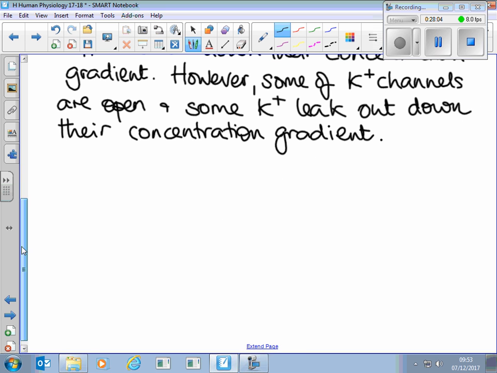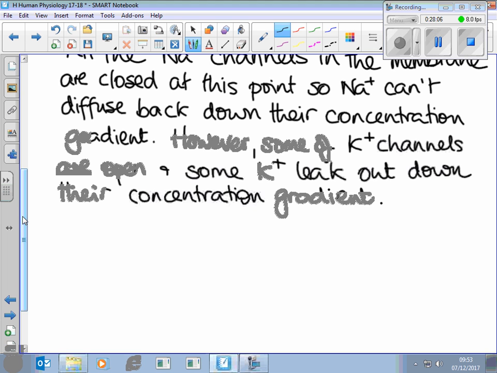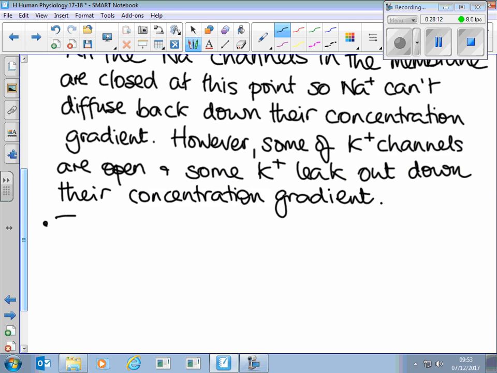So at this point, we now have a lot of positive ions outside. Oh, I should have said, sorry, somewhere in there, because I'd said active transport before, what should I have said for this one? Certainly it is facilitated diffusion.